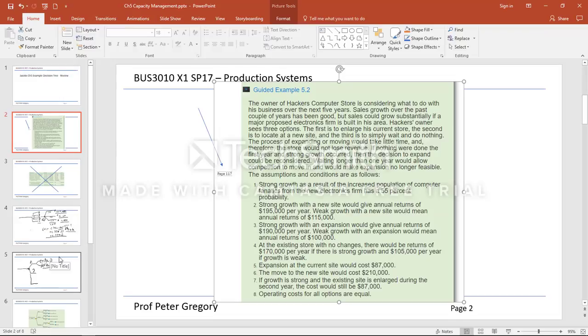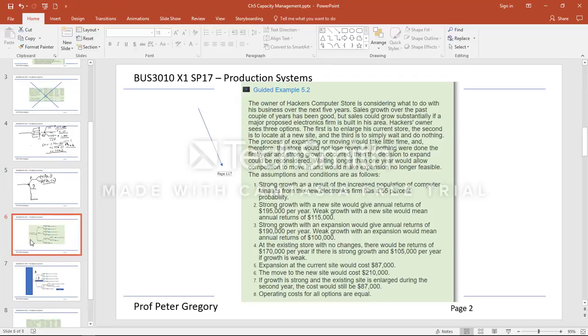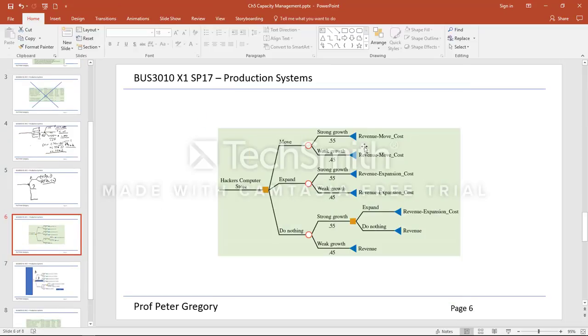Okay, so we've seen it as a narrative. We've seen it as tabulated data in a worksheet of an Excel file. What does this thing look like as a drawing, as a chart, as a tree diagram here? Okay, so here's Hacker's Computer Store. What can we expect? We have 3 options. We can make a move, we can expand where we are, or we could do nothing, okay? So whenever there's options, we use this little square icon here at this joint.